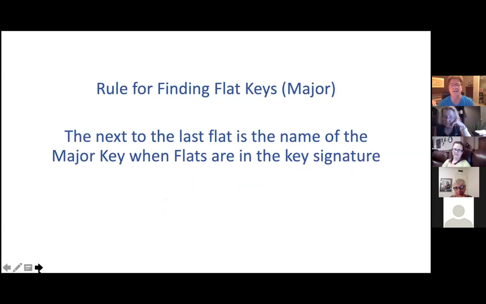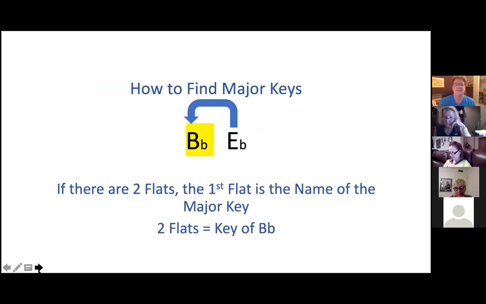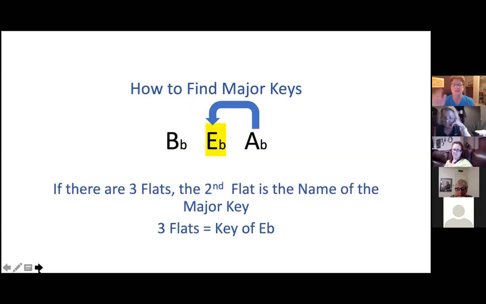Here's the rule for finding flat keys, again for major keys. The next to the last flat is the name of the major key when flats are in the key signature. Let's check this out. How to find major keys. If there are two flats, remember the order, B, E, it's only two, so we can stop there. The next to the last one is the name of the key, so back up one. If there are two flats in the key signature, it is the key of B flat major. If there are three, they will be B flat, E flat, and A flat, and the name of the key, go back one, is E flat. And yes, you have to say E flat.